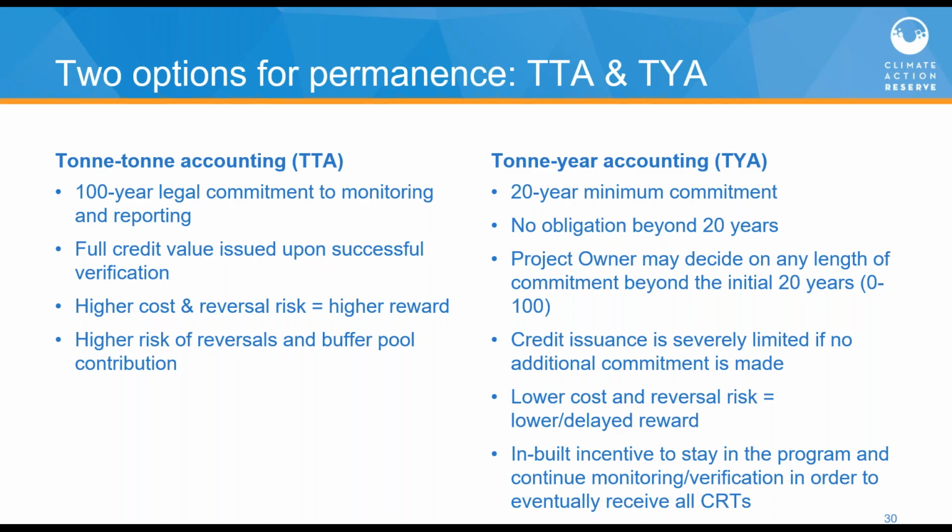You get full value of your credits at verification. So for a ton avoided in year 1, you receive a ton. There's higher cost and higher reversal risk, but there's also higher reward. You get your tons right away.